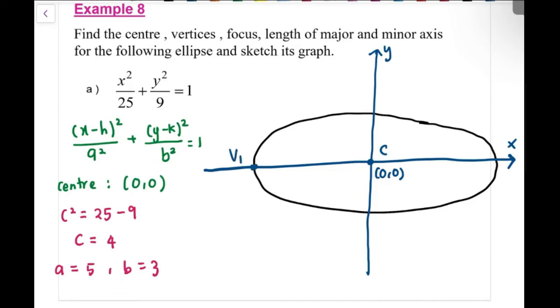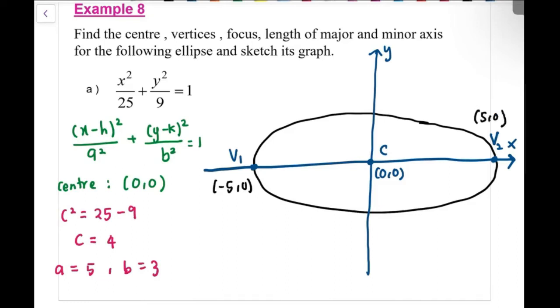So we have V1. And then we have V2. So, di coordinate, ingat, itu distance dia huruf A. So, A is 5. So, go to V1. X coordinate would change. Y coordinate would be fixed. So, here coordinate for V1 would be negative 5, 0. And for V2, coordinate would be 5, 0.